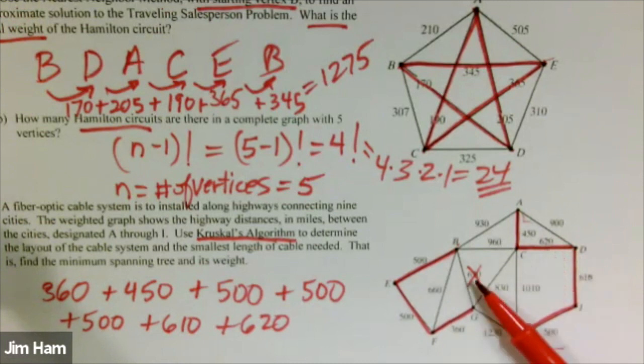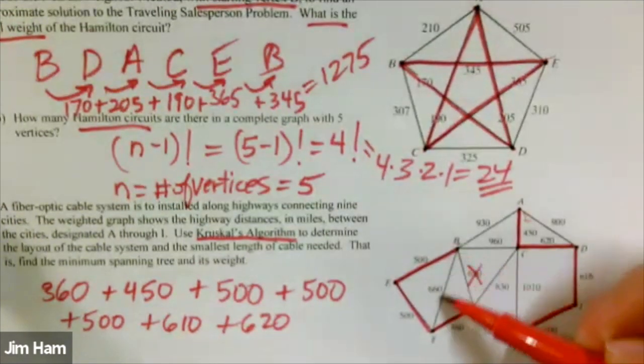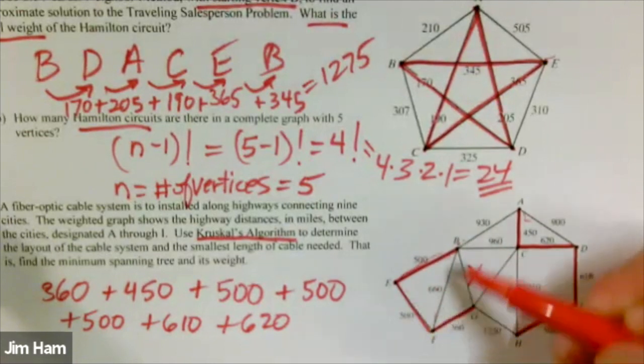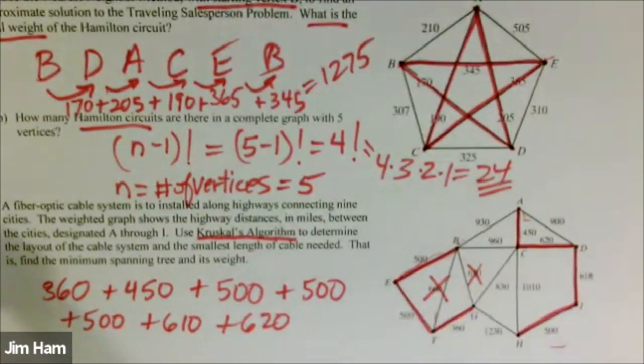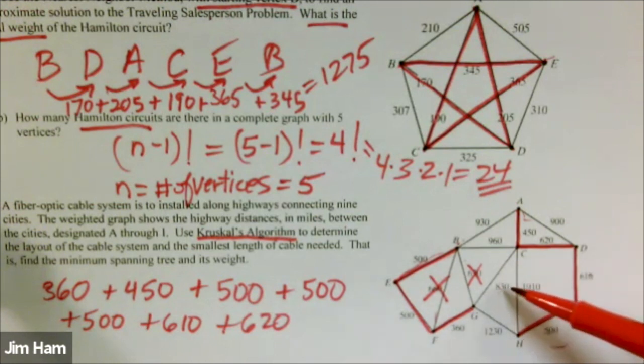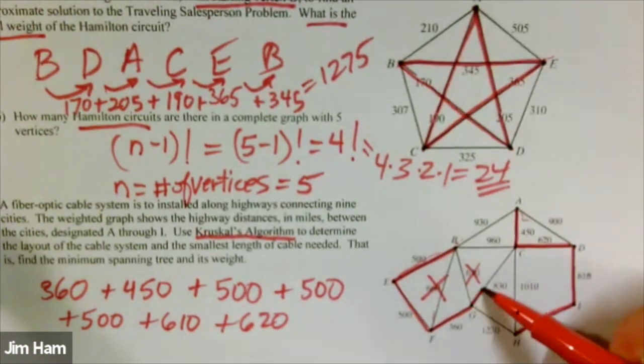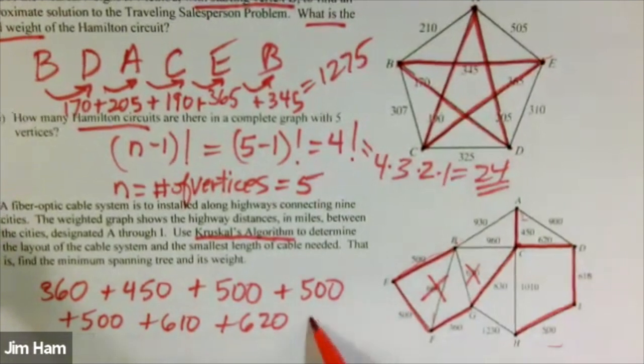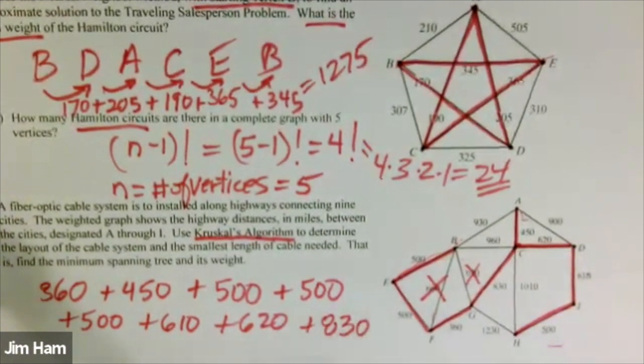After 620 and 630, do we have, oh, there's a 660. But a 660 would also create a circuit here. So we can't add that to the graph. Doesn't appear to be any 700s anywhere. So then we'll move up to the 800s. And there's one. Can I add that one? And the answer is yes, I can, because it doesn't create a circuit.